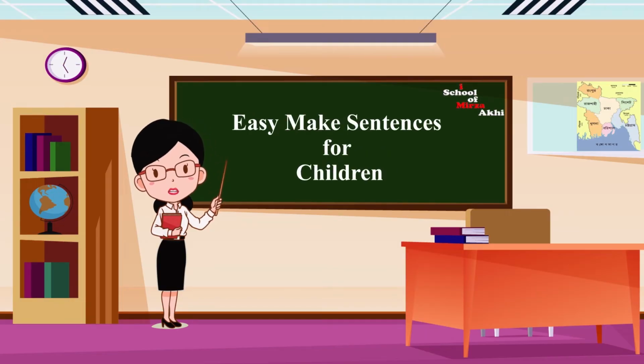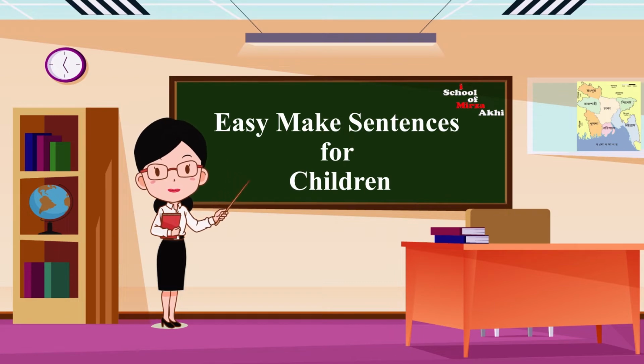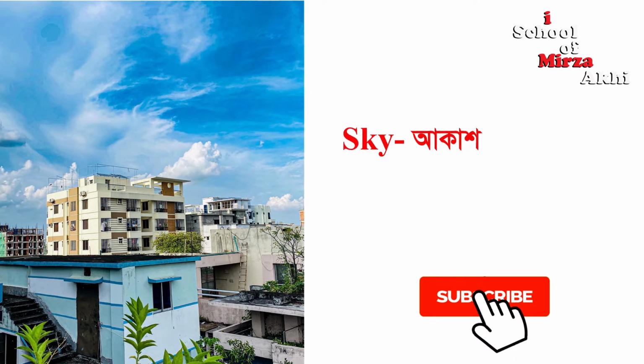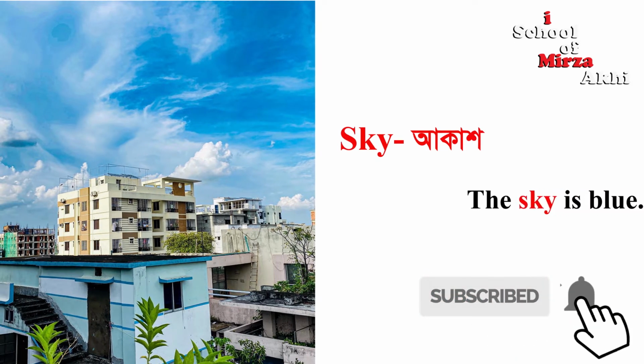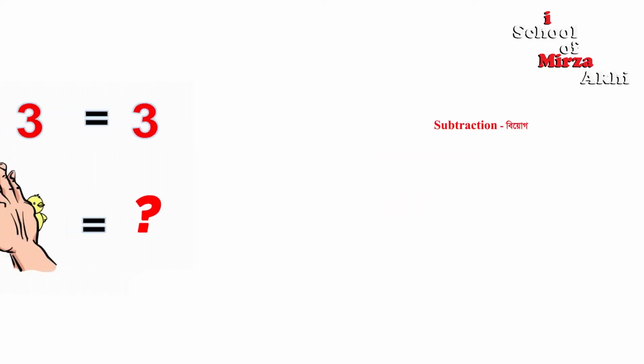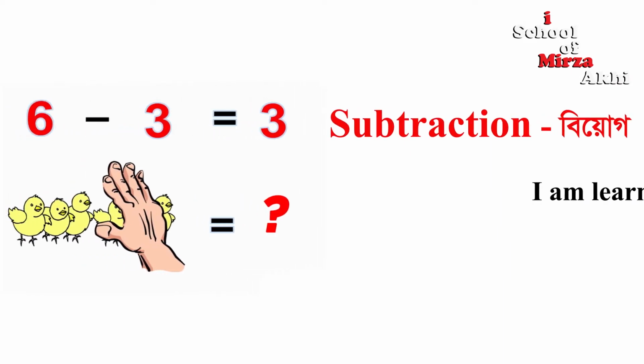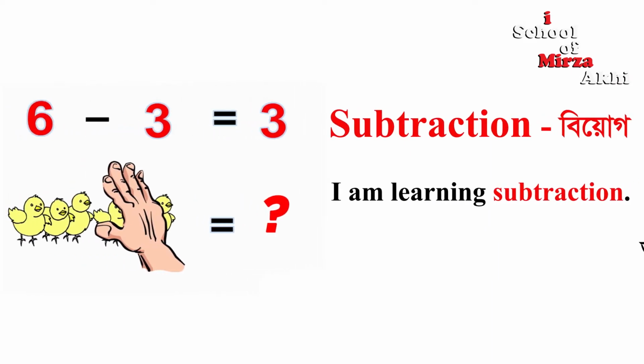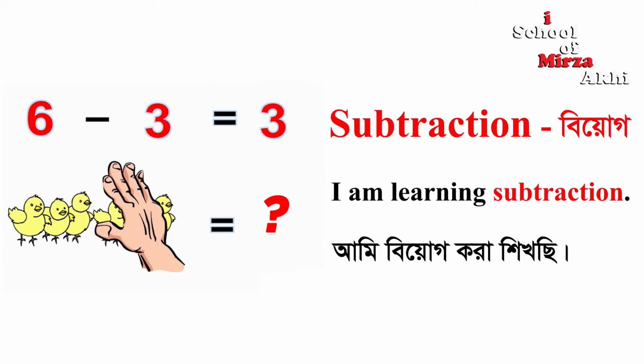Make sentences for children. Sky. The sky is blue. আকাশ নীল. Subtraction. I'm learning subtraction. আমি বিয়োগ করা শিখছি.